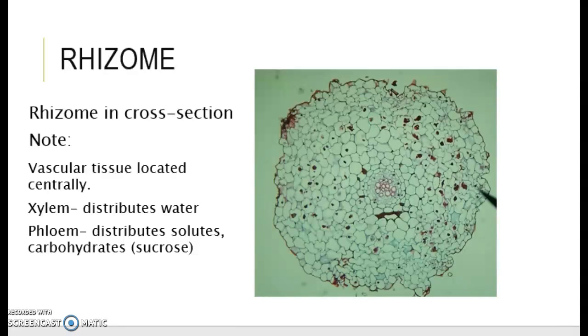The rhizome is a cross-section. Vascular tissue is located centrally. We know that the xylem distributes water, and then the phloem distributes solutes, carbohydrates, and sucrose, which is a sugar.